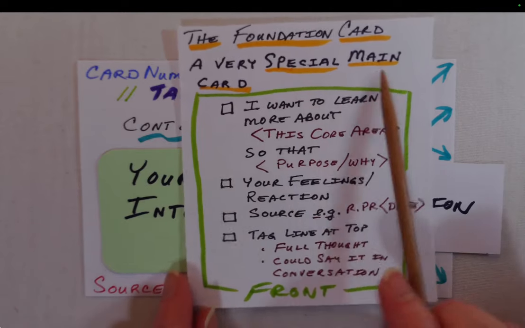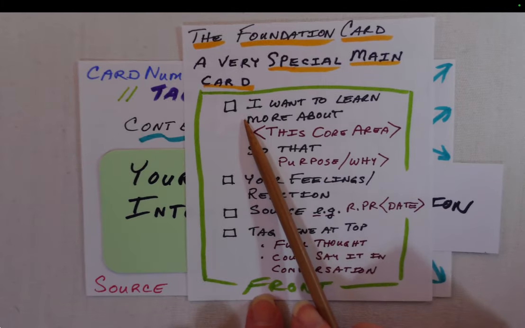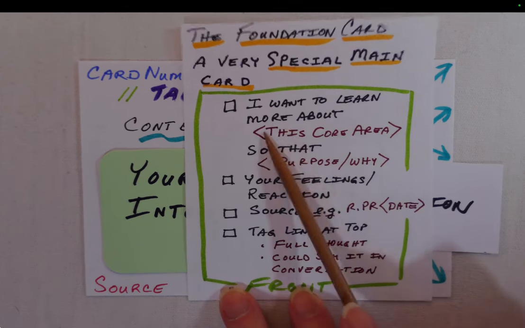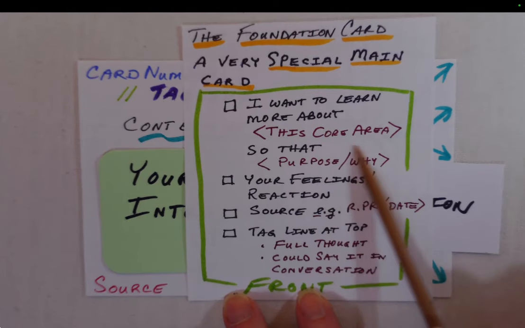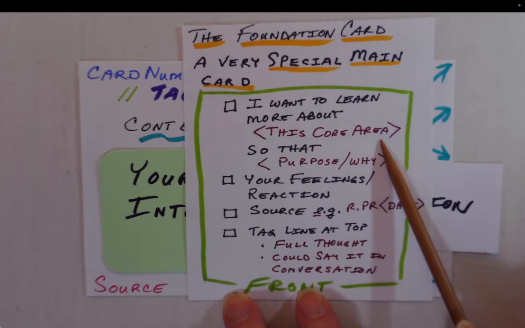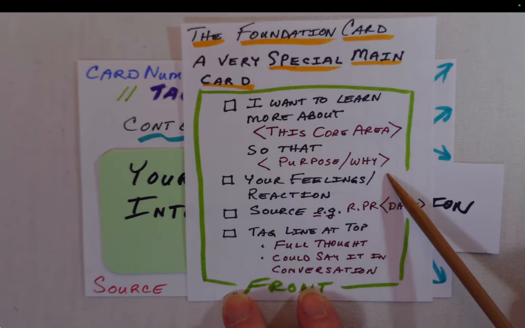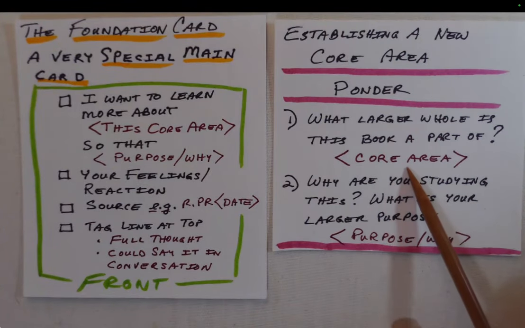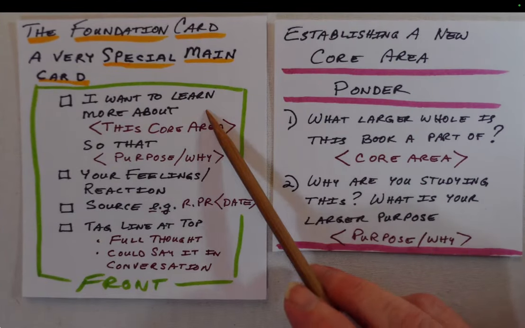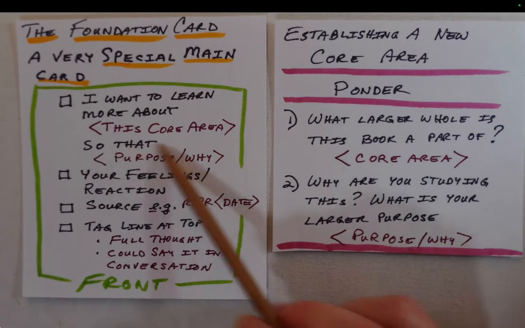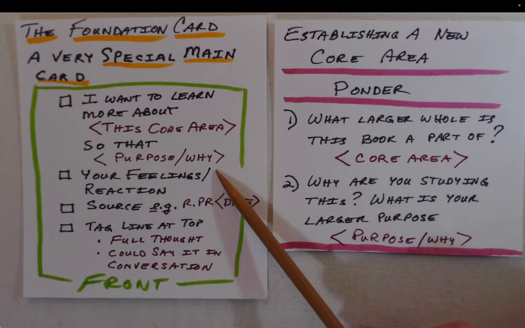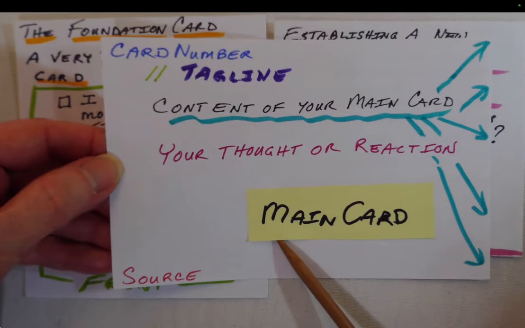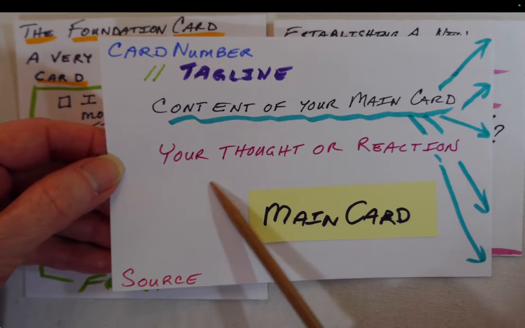A foundation main card has as its content area a statement that typically begins with, I want to learn more about whatever the area is that you're studying, so that your purpose, why you're studying it. So the area that you're studying is what you want to learn more about, and your reason is what you give in your so that statement. Now you have a complete card following the normal way of creating a main card.